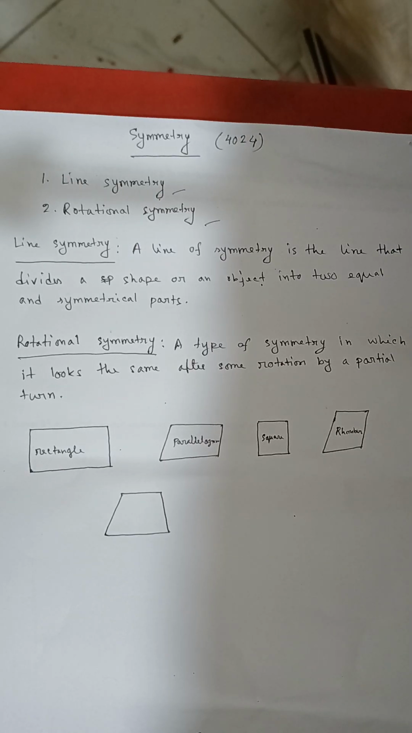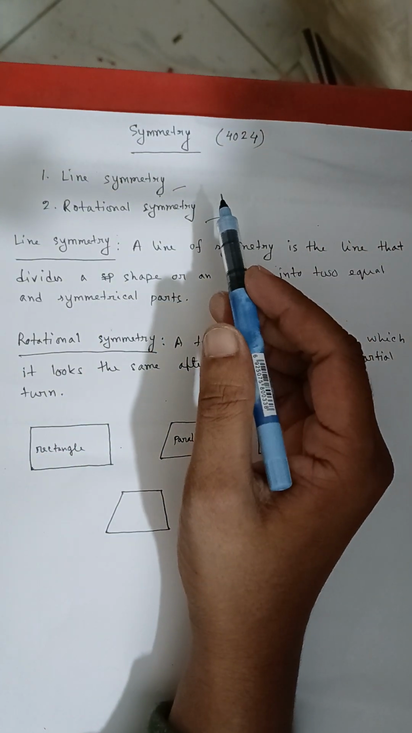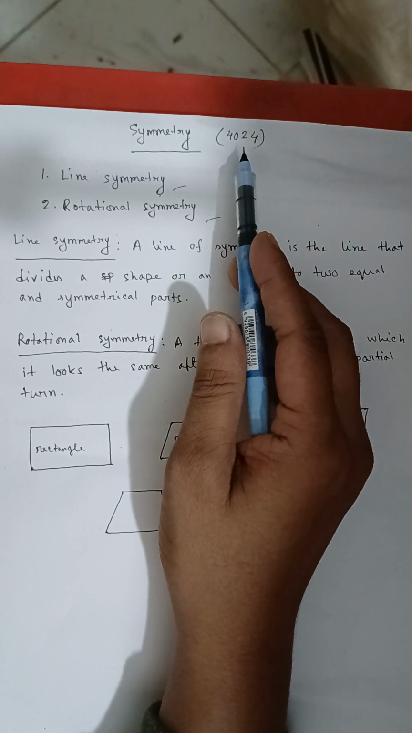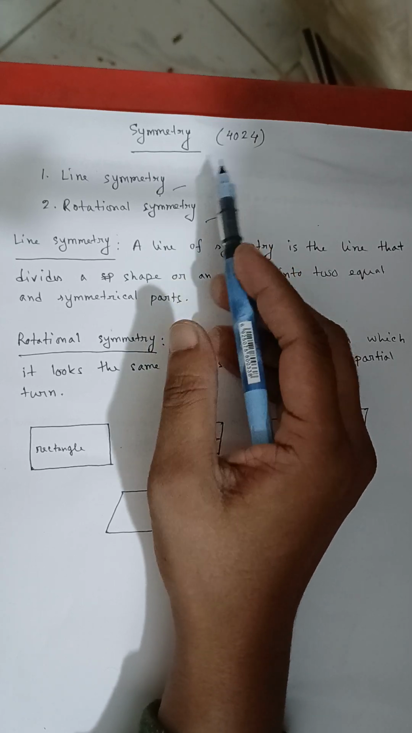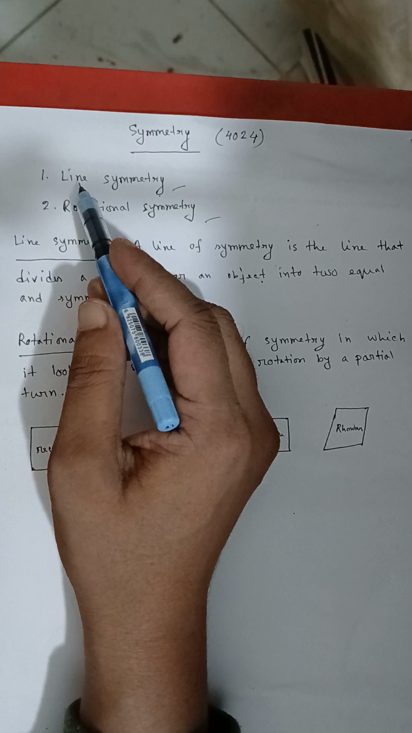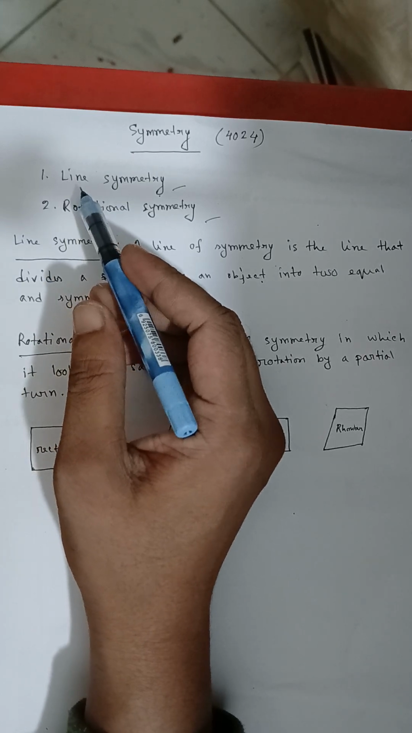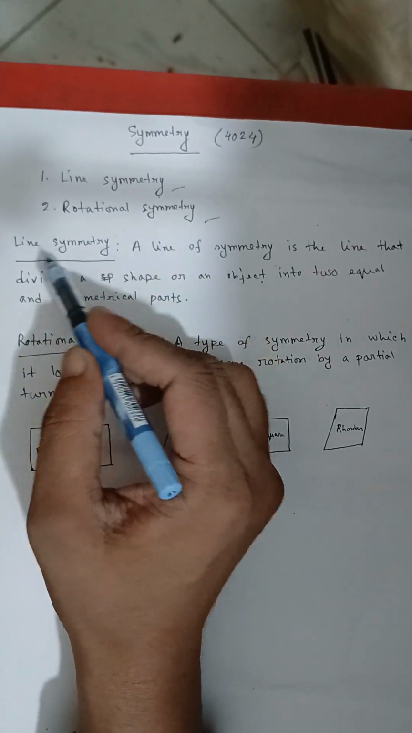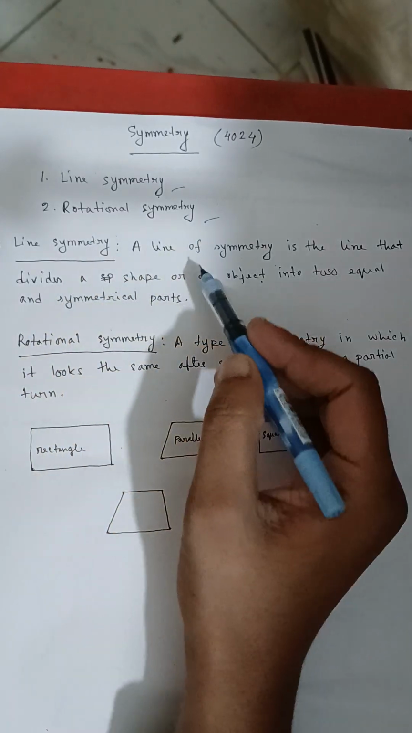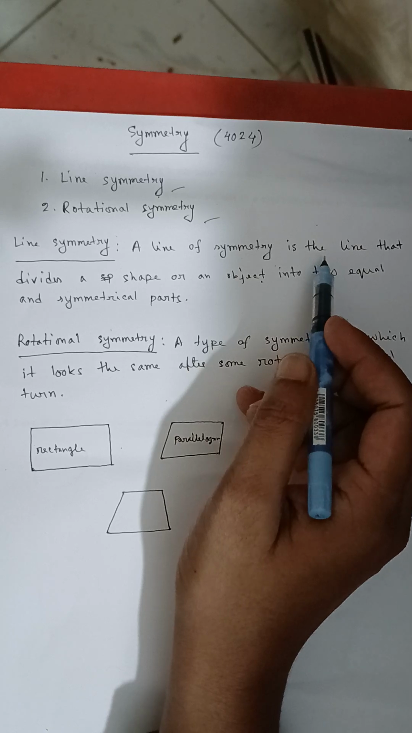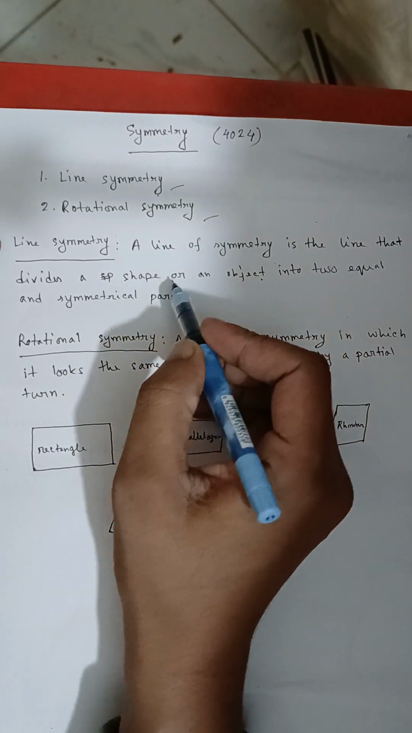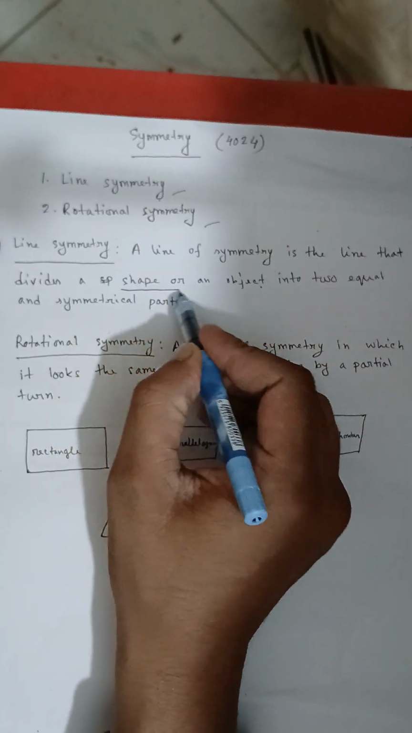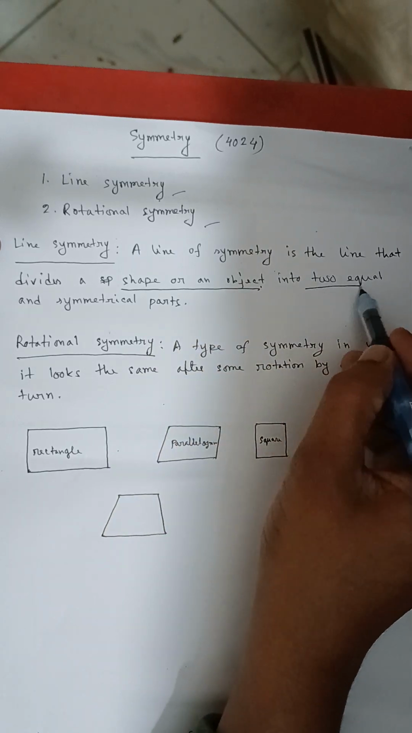Today I am going to discuss symmetry, which is very important for our O-level maths exam. There are two types of symmetry in our O-level exam. One is line symmetry and the other is rotational symmetry. Line symmetry is what? A line of symmetry is the line that divides a shape or an object into two equal parts.